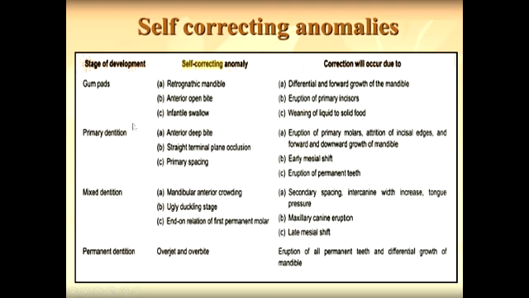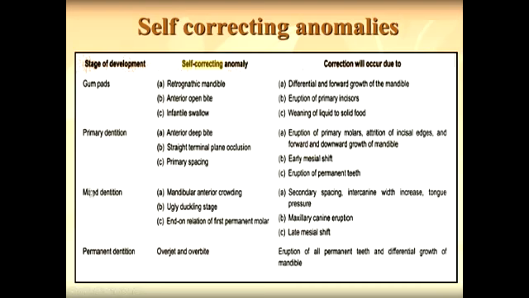While in the primary dentition: anterior deep bite, straight terminal plane occlusion, primary spacing. Correction will occur due to the eruption of the primary molars, attrition of the incisal edges, forward and downward growth of the mandible, early mesial shift, and eruption of the permanent teeth.